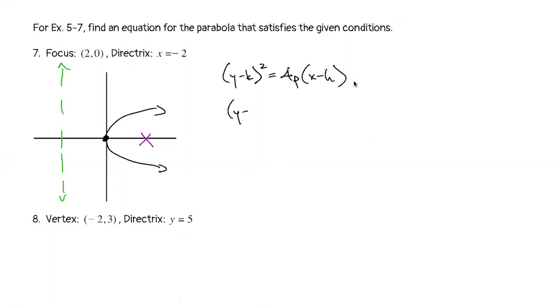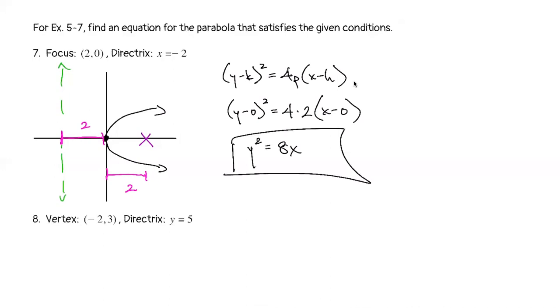Well, y minus 0 squared equals 4 times, wow, we can just look at the diagram to help us find p. So p is from here to here, which is 2. Or you could say p is from here to here, and that's also 2. So we're going to plug in a 2 for p, and then x minus 0. So this equation really is y squared equals 8x. Okay, so that's kind of how you go backwards when you're given some pieces of it and you want to write the equation.